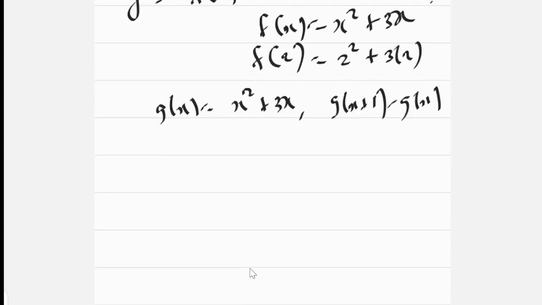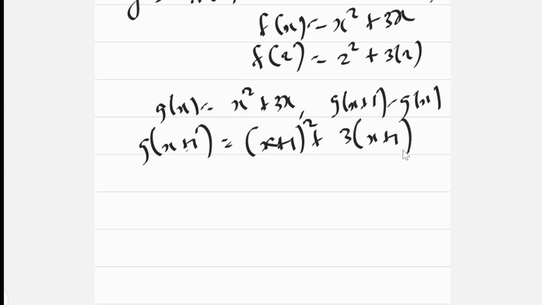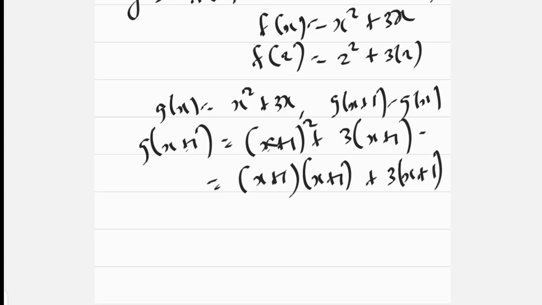Okay, so from what I've explained, what will be my g of x plus 1 now? What will be your g of x plus 1? That is, wherever you see x before, you substitute the value of what? x plus 1, and that gives you x plus 1 squared, right? That is where we see x, we put x plus 1, plus 3 into what? x plus 1. That will now give me what? If you expand this, that is x plus 1 squared plus 3 into x plus 1.